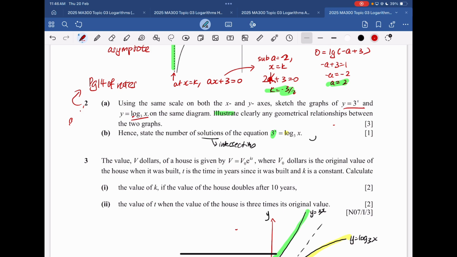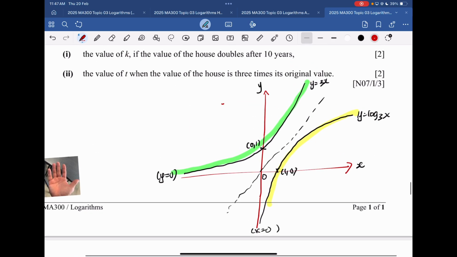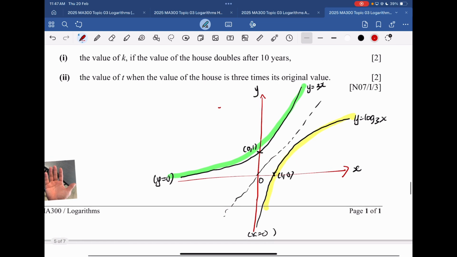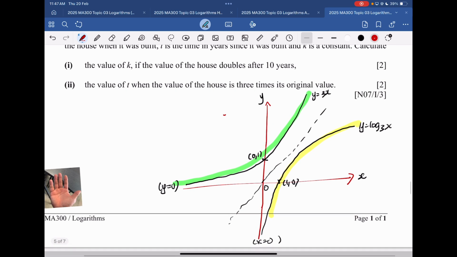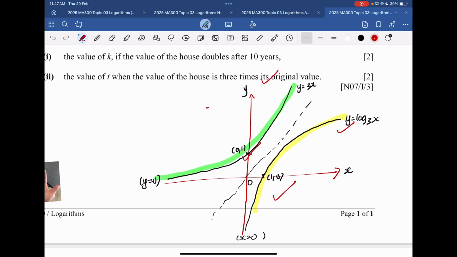Okay? So basically, it looks like this, guys. You all remember? And you remember where the marks go? They go to the intercepts. Okay? So I'm showing you how I mark live. I see the intercepts, 1 mark. I see the shape correct, 1 mark. I see the asymptotes, 1 mark.